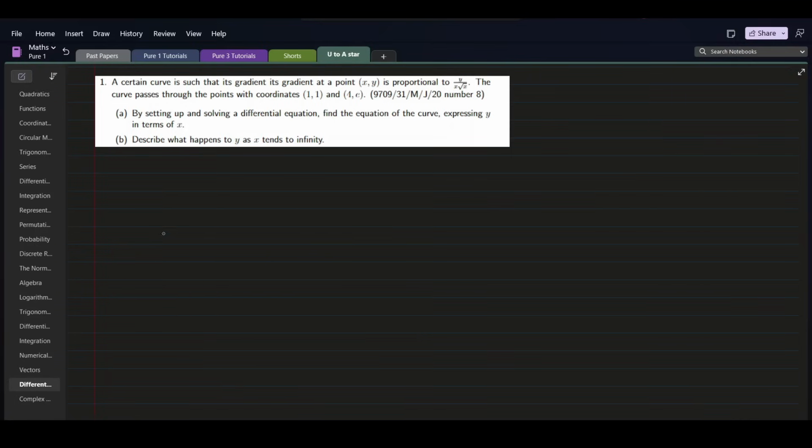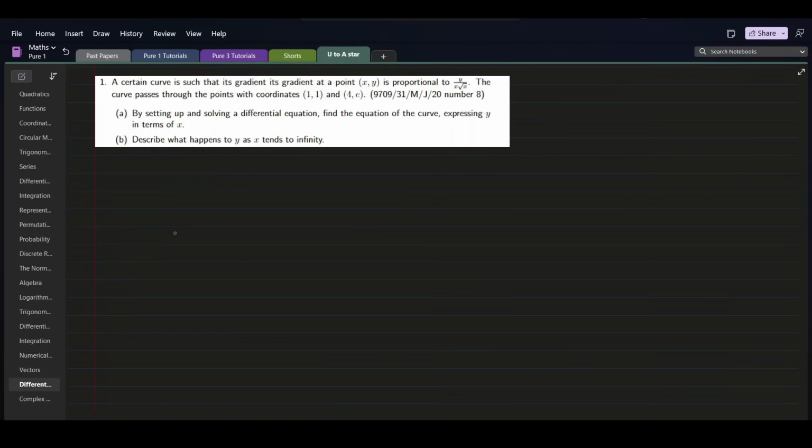A certain curve is such that its gradient at a point x, y is proportional to y over x root x. The curve passes through the points with coordinates (1, 1) and (4, e). Part A. By setting up and solving a differential equation, find the equation of the curve expressing y in terms of x.